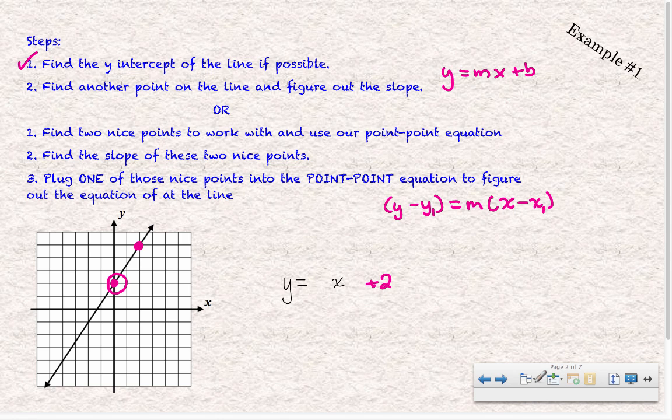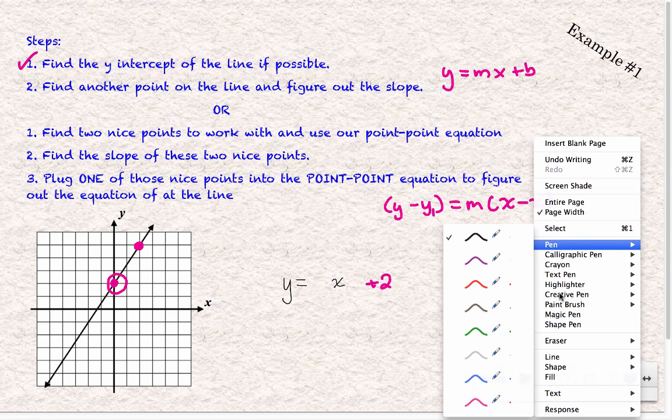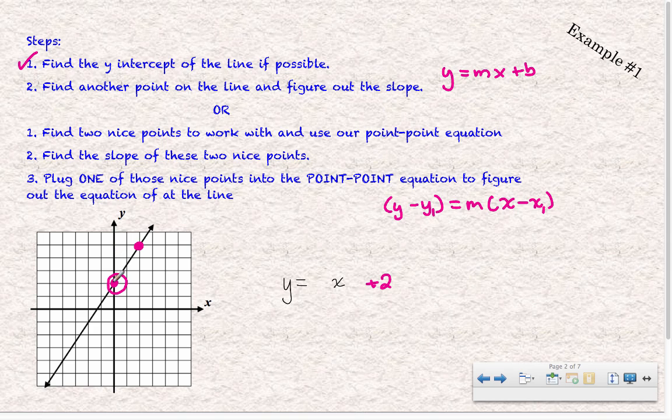x stands for any point on the line, and now my slope. How did I go from one point to the other? My change in y, I changed 1, 2, 3 positions, so my change in y is 3, and my change in x position was 2 places. So the slope of this is 3/2. And that's the equation of this line.